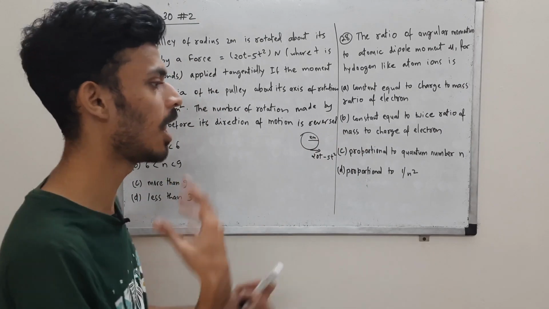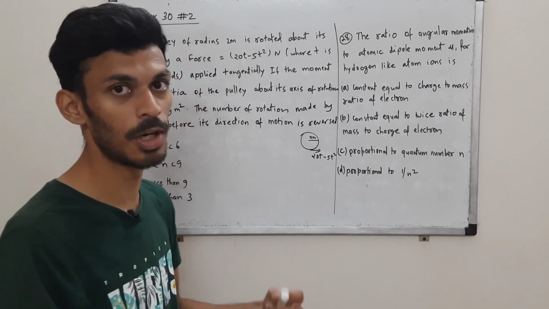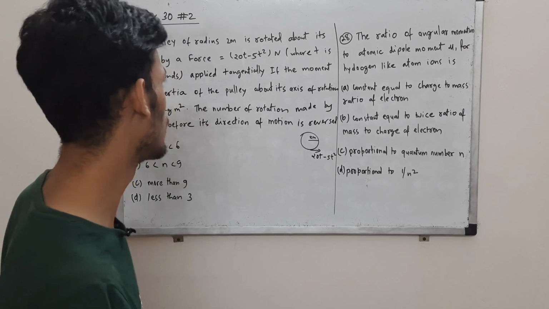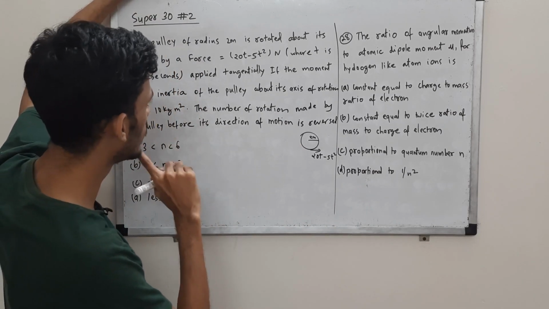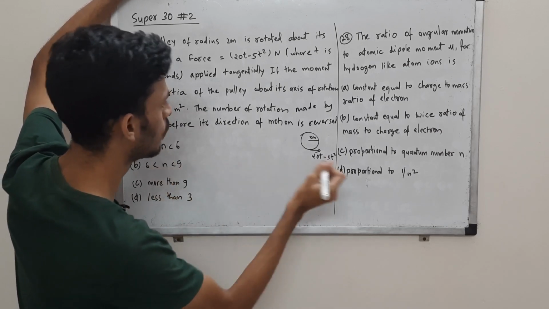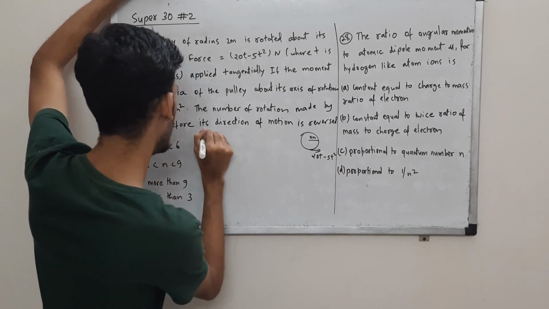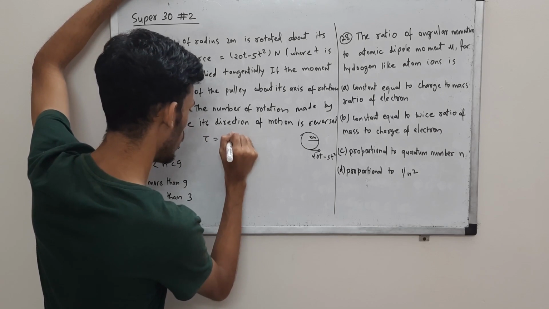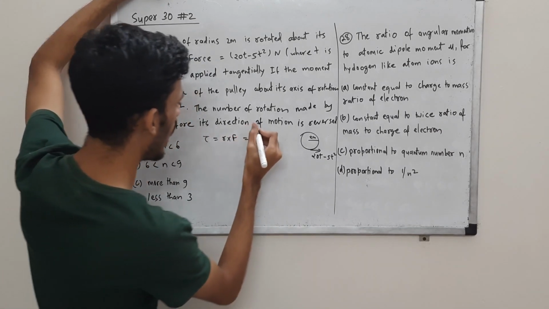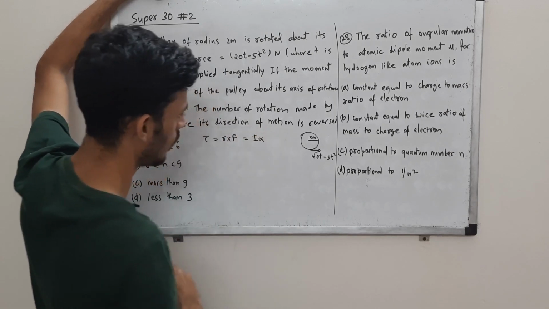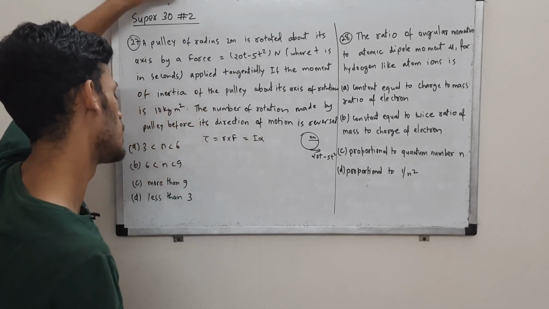You are supposed to tell how many rotations it will make before it changes its direction. This is a good question. We'll start with moment of inertia given, force given. So I can think of tau is equal to R cross F. Force is tangential, so sine 90, and this will be equal to I alpha. I is given, right? That's why I'm using this.